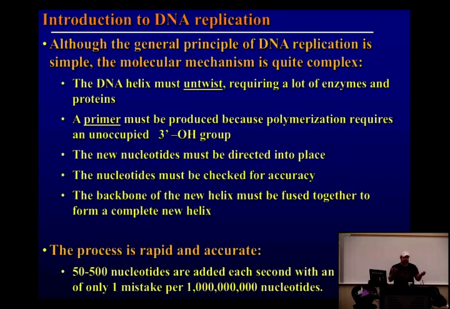Why would you want A's and T's at the site that you're going to open up instead of G's and C's? Yeah. So what do you think is weaker? 2 bonds or 3? 2. So there's an enzyme whose job is to untwist the DNA, untwist the helix.